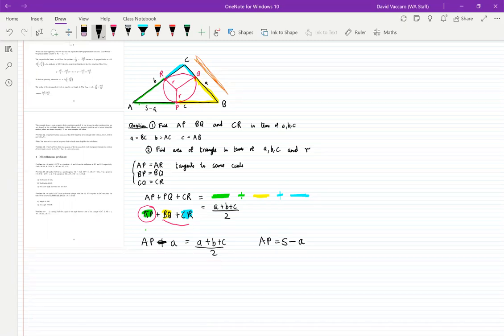And now by exactly the same reasoning, I can say that BP or BQ is going to be S minus B, and I can say that CR is S minus C.